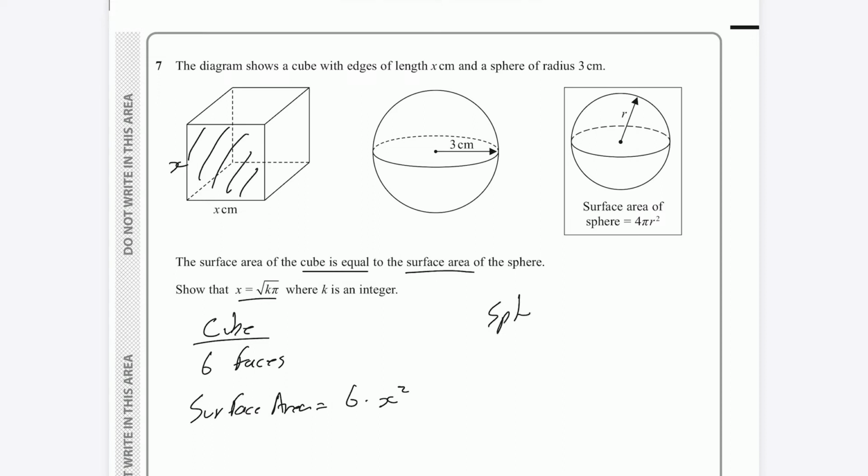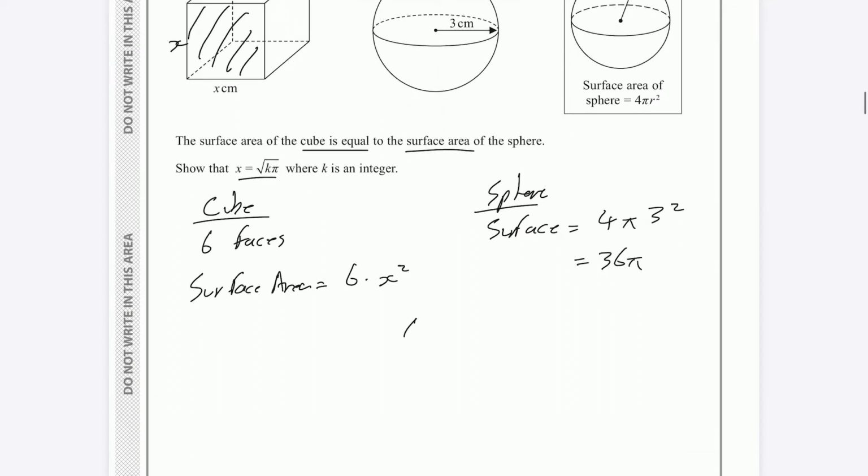And then we have the sphere here, and the surface area we can get from that formula there, which is 4 pi r squared. 3 squared is 9, 9 times 4 is 36 pi. So now if you make these both equal, we have 6x squared is equal to 36 pi. I can divide each side by 6. That gives me x squared is equal to 6 pi. You can see we want it in this form here, so that means x is equal to root 6 pi.